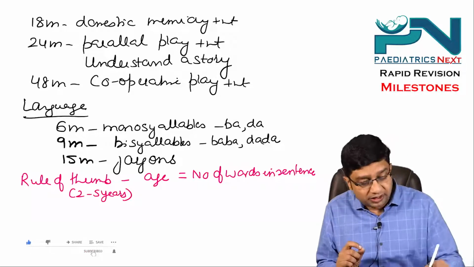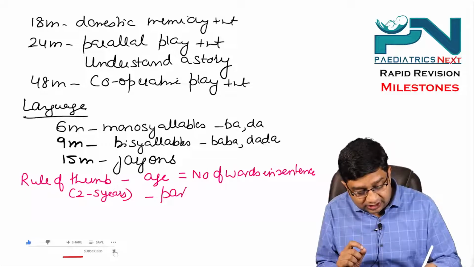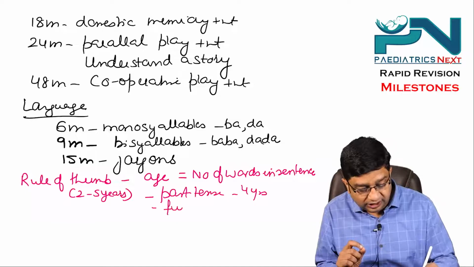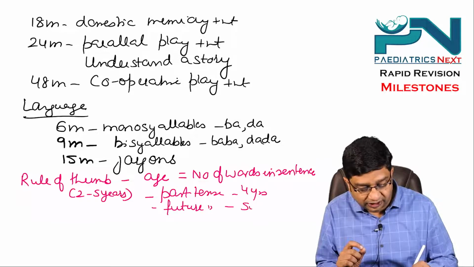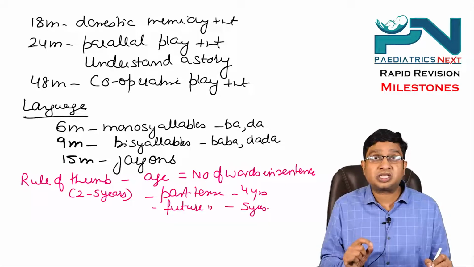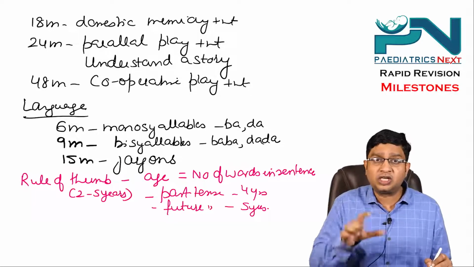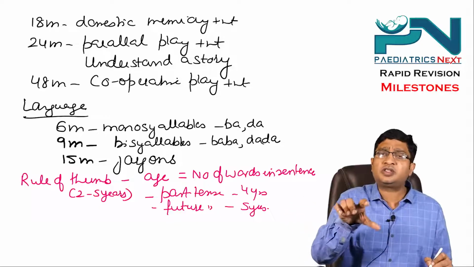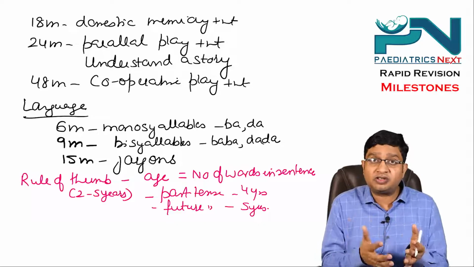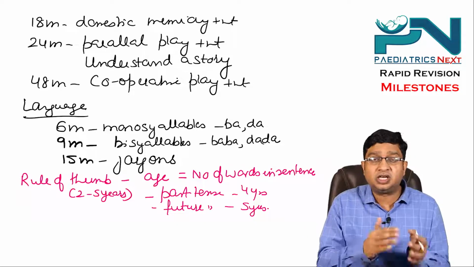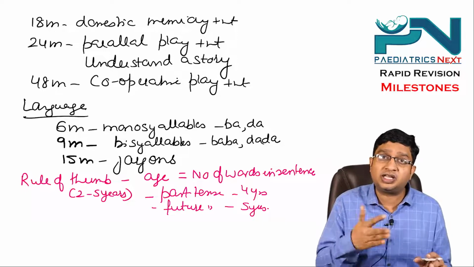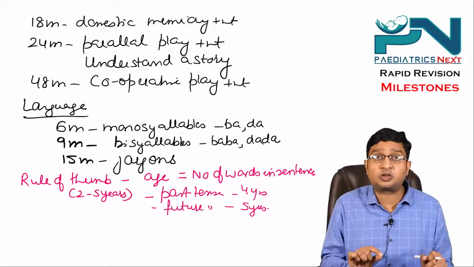Plus you need to remember, the child can use past tense at the age of 4 years and future tense at the age of 5 years. Right? So these are some of the very important milestones, and if you get the question, always follow the exclusion method. While solving the MCQ, this is not there, this is not there. In my next video, I will be uploading the questions regarding the milestones only. But this is what is to be remembered.